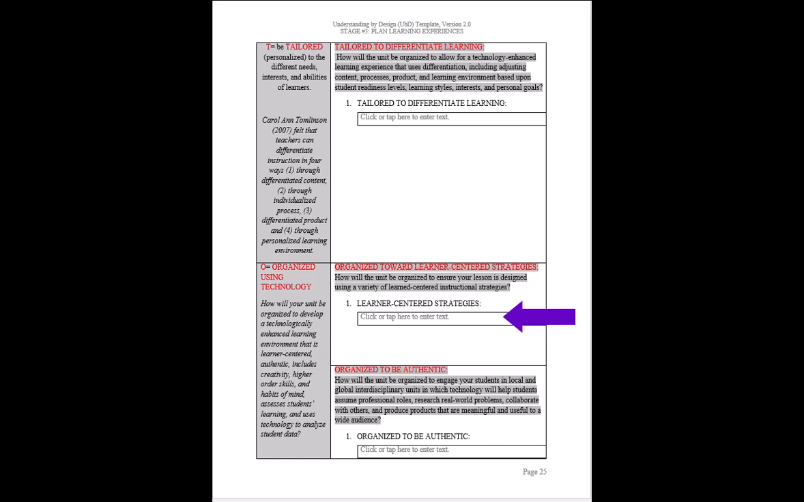The second subsection is Organized to be Authentic. In this subsection, you will discuss how the unit will be organized to engage your students in local and global interdisciplinary units in which technology will help students assume professional roles, research real-world problems, collaborate with others, and produce products that are meaningful and useful to a wide audience. So you will put those in these boxes.